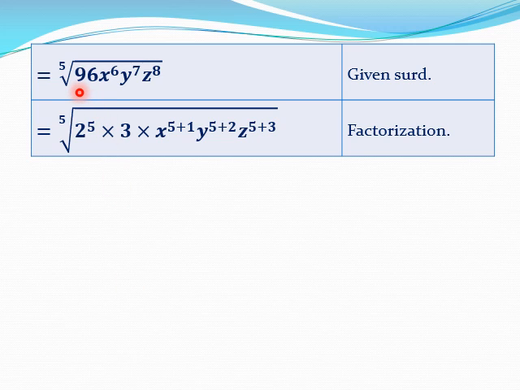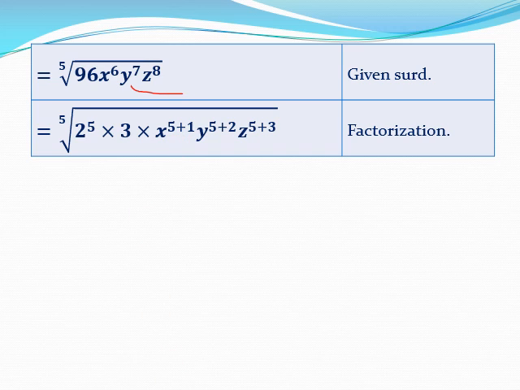First of all, we write this number into its factored form. That is, the factors of 96 are 2 raised to power 5 and 3. X raised to power 6 can also be written as x raised to power 5 plus 1. This is the very basic law of the exponent, as this exponent can be written in the sum of these two numbers, as 5 plus 1 is also 6. So x raised to power 6 can be written as x raised to power 5 plus 1.